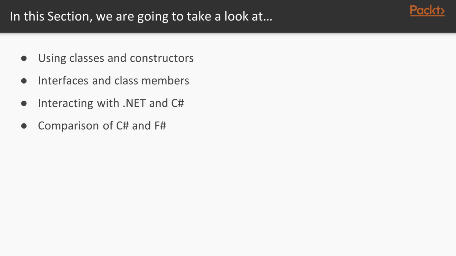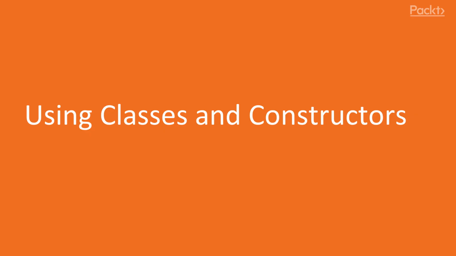In the first part, we will look at using classes and constructors. Then, we will study interfaces and class members, such as properties and methods. Thirdly, we will talk about interacting with .NET and C#. Since F# is a .NET programming language, it has excellent capabilities for interacting with the .NET Framework as well as code written with C#. And finally, we will make a brief comparison of C# and F# in terms of capabilities and syntax. Let's start our adventure for object-oriented programming from using classes and constructors.